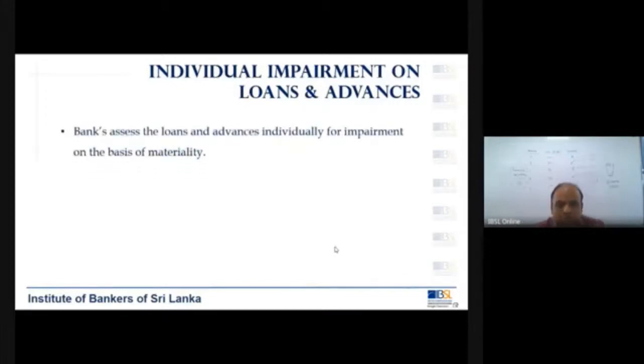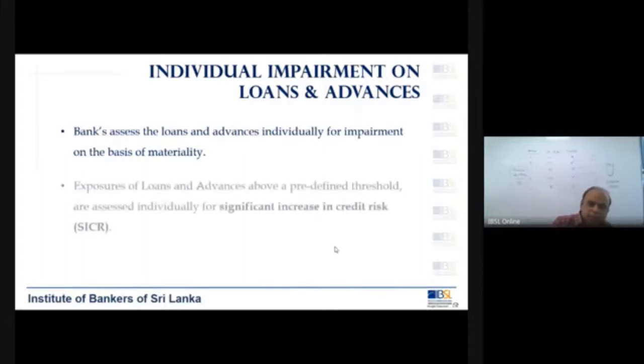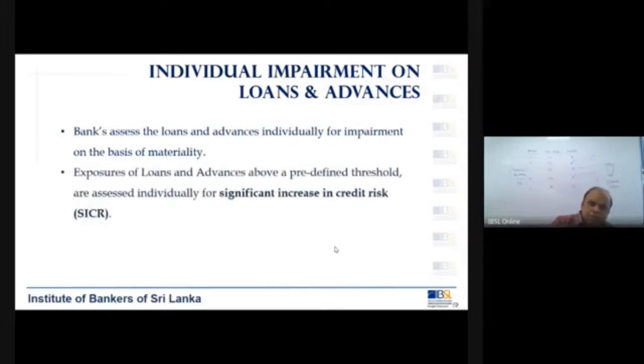So the bank assesses the loans and advances individually for impairment on the basis of materiality. So what do you mean by materiality here? That is the amount that you decide. Now here we said 150 million. Another bank would say, no, my threshold would be 200 million. It doesn't matter. Depending on the materiality, every bank will decide an amount for themselves. So exposures of loans and advances above a predefined threshold are assessed individually for significant increase in credit risk.